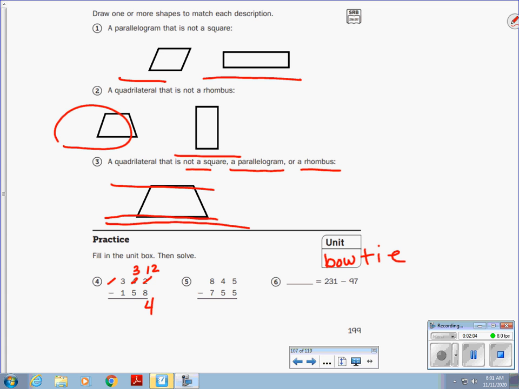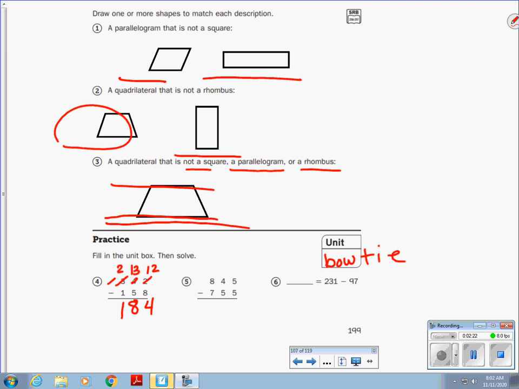3 minus 5, we're going to come over here. We're going to borrow one of those groups of 100s, so now we have 2. We're bringing over 10 tens, so now we have 13 tens. And 13 minus 5 is 8. And 2 minus 1 is 1. So your answer would be 184.